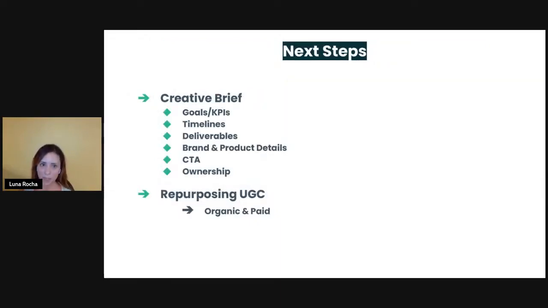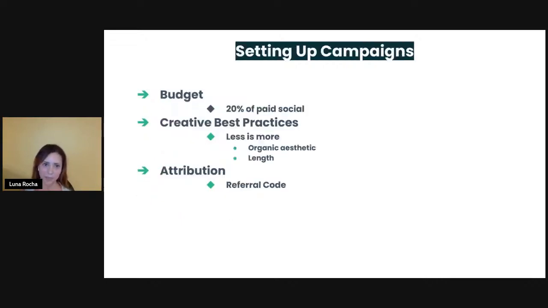Once you find the right ambassador, the next step would be creating a creative brief. So this is going to outline your goals and KPIs for the campaign, timelines, deliverables such as how many posts or how many stories, brand and product details, CTA, and most importantly, the ownership. So once the content is live, who owns it, and whether you can repurpose the UGC. I recommend repurposing for both organic and paid. When you set up your campaign, I recommend using 20% of your total paid social budget for UGC.